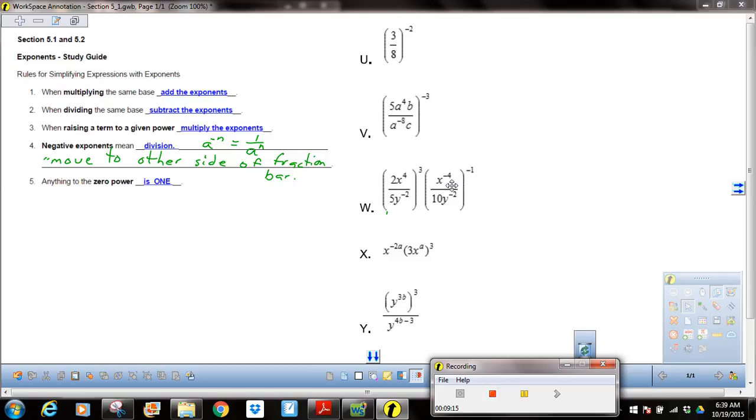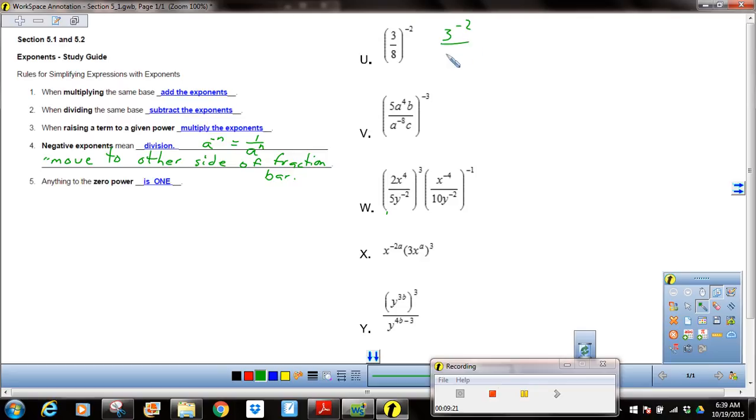And now we have a few questions left. 3 over 8 raised to the negative 2 would be 3 to the negative 2 over 8 to the negative 2. The negative exponents mean I need to move this, and I need to move this. So I end up with 8 to the second on top, 3 to the second on bottom. 8 to the second is 64 over 9. Next one's the same type of problem, as far as raising a term to a power.